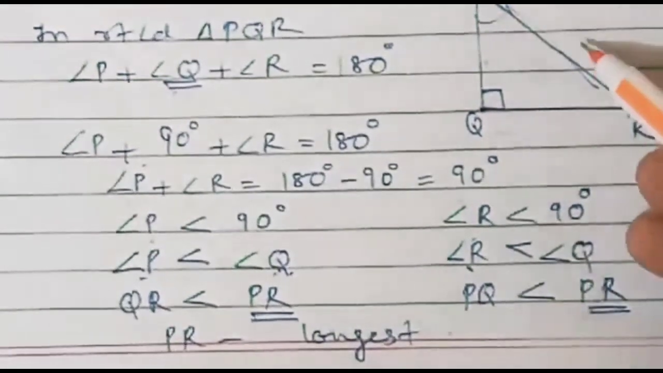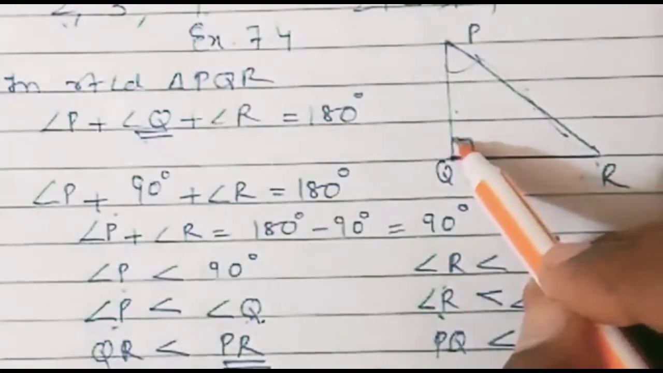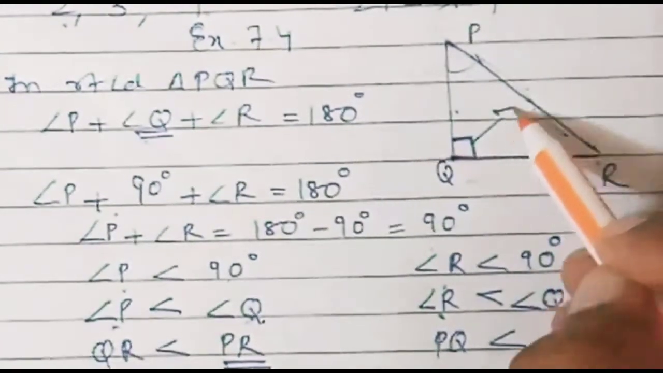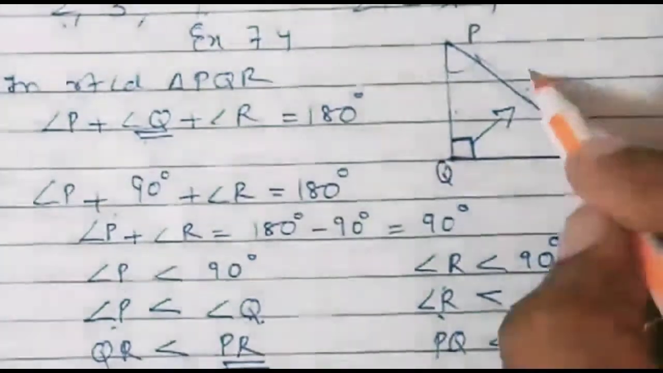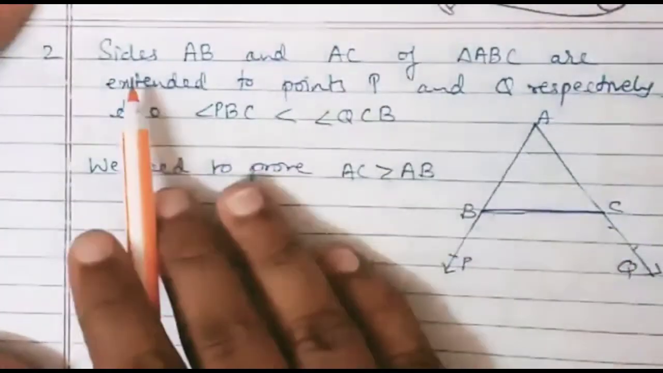Okay, and now you can see in the figure PR is actually the hypotenuse. So we can say in a right angle triangle, the side which is opposite to the right angle, that means the hypotenuse, is the longest side, and hence the result is proved. Let us see our new question.